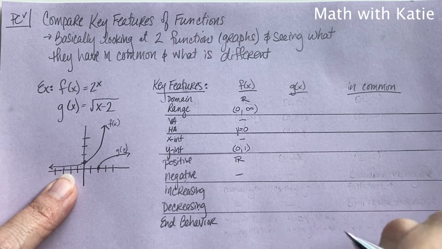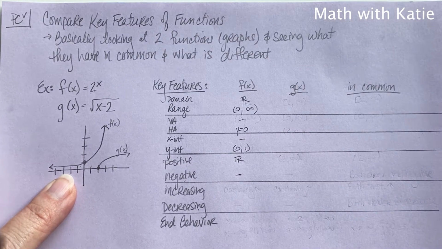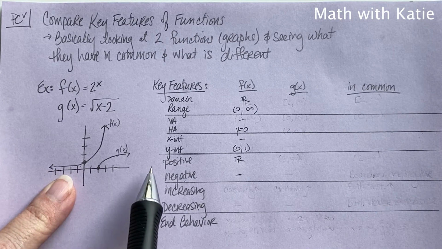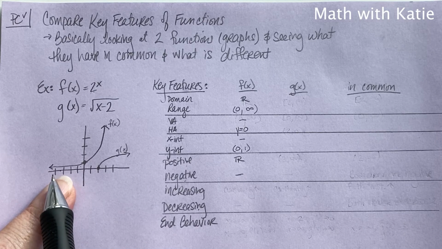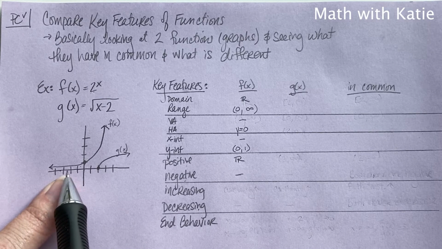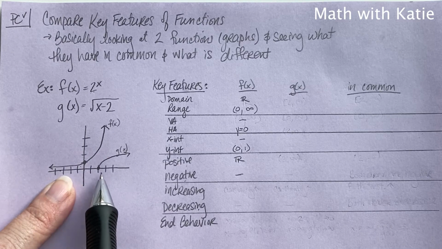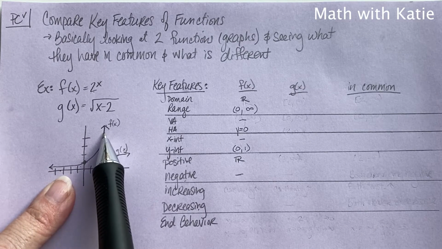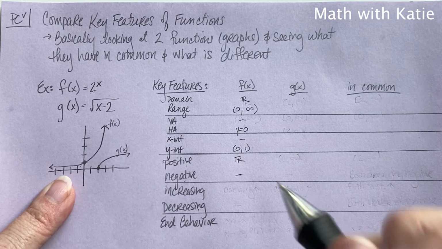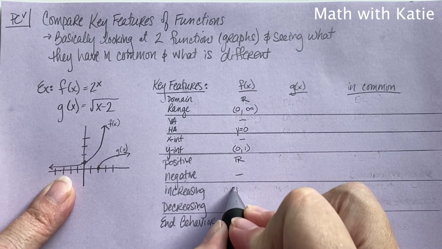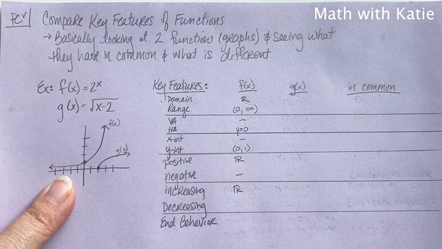Increasing or decreasing. Now again, we're going from the left side of the domain to the right side of the domain, and we're seeing what the y values do. Are they increasing or are they decreasing? So for this one, they're constantly increasing across the domain. So the domain where it's increasing is all real numbers again, and it never decreases.